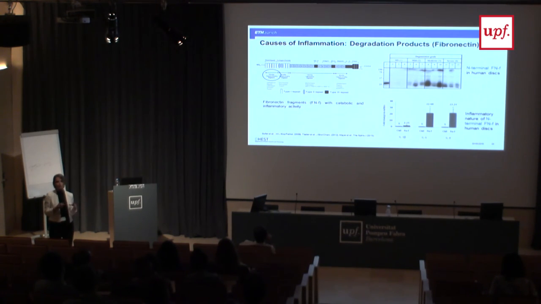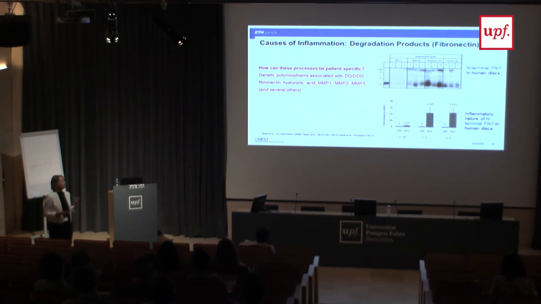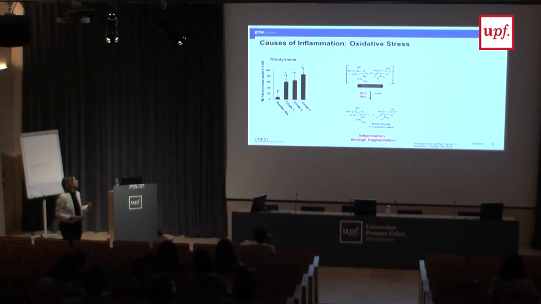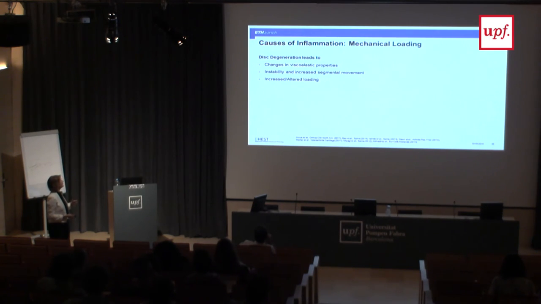But then the question, of course, is why not everyone who has degeneration, who probably develops these fragments, has pain? And the answer to that is not really completely known, but it is probably that there are genetic polymorphisms for these matrix proteins, but also for the cleaving enzymes. And this is probably what makes a difference between these patients, some having more of these fragments and others having less. This I will skip quickly and just show you this last one with mechanical loading.